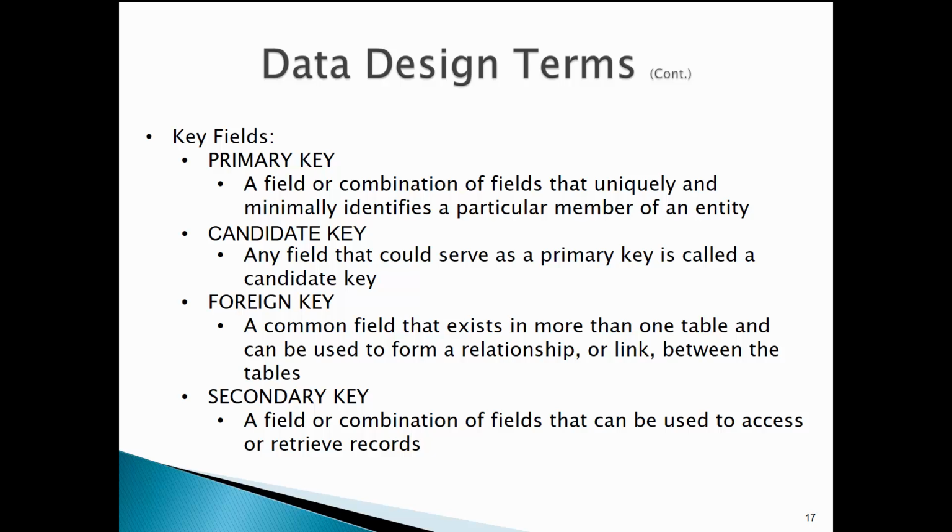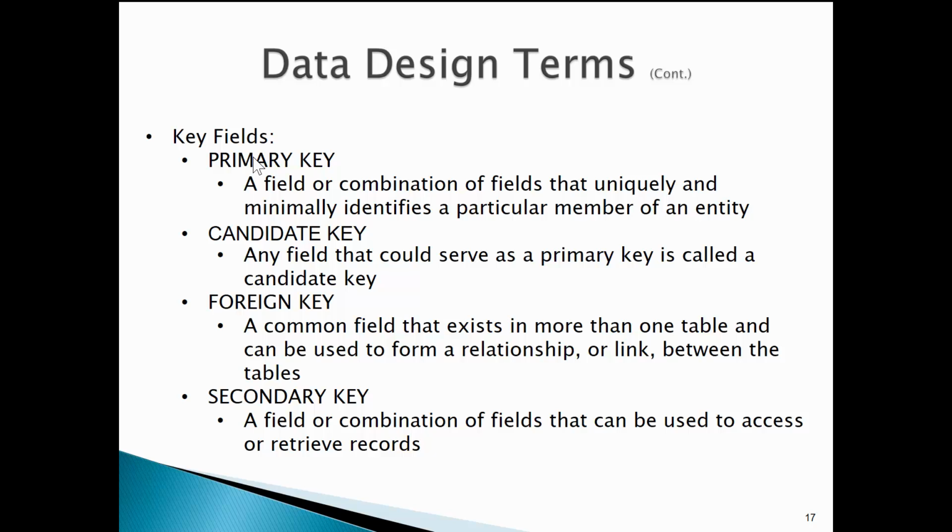It used to be, believe it or not, when databases first started, folks would use things like social security numbers, oh my gosh, as the primary key, because it was automatically a unique number that each person had. However, today we know that that's not such a great idea. So what we use is a thing called a primary key, and that's a field or a combination of fields that uniquely and minimally identifies a particular member.